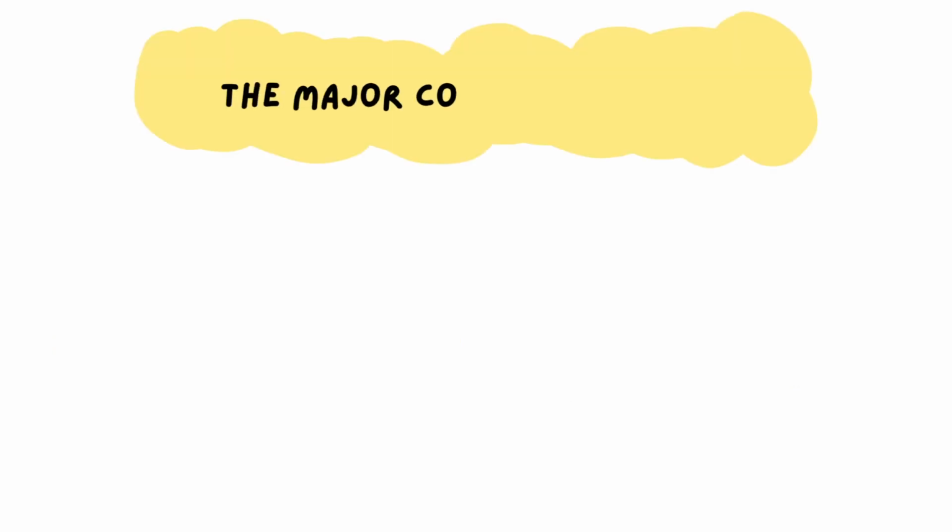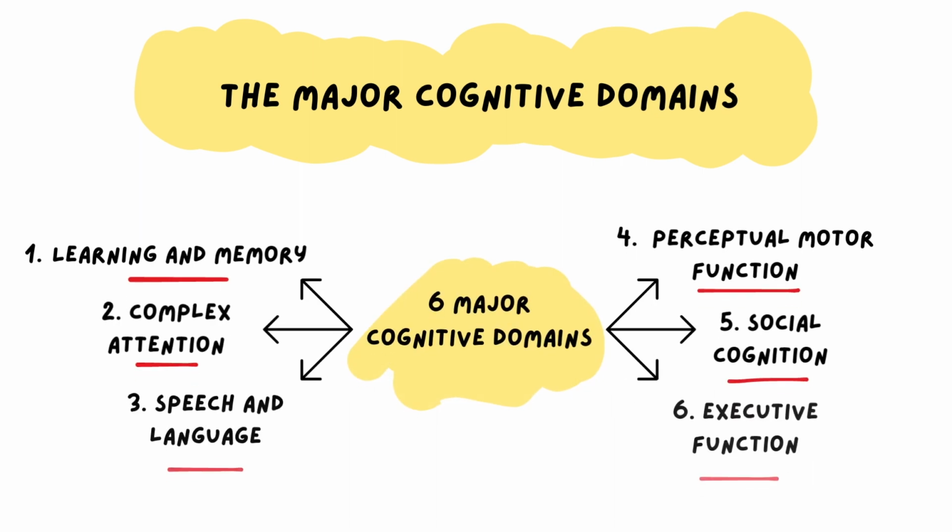You mentioned cognitive domains. What are the major cognitive domains? There are 6 major cognitive domains: learning and memory, complex attention, speech and language, perceptual motor function, social cognition, and executive function. What are the different types of dementia that you know of?